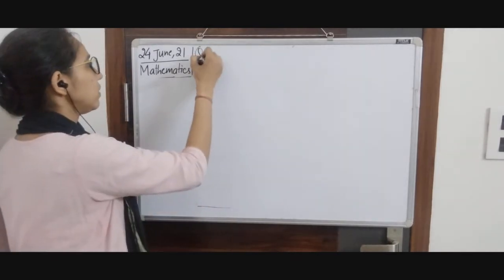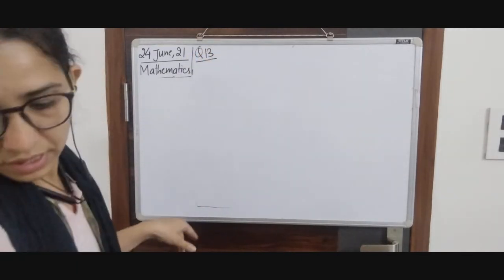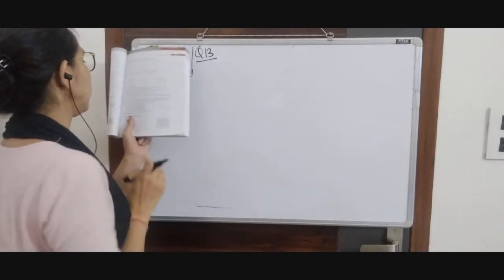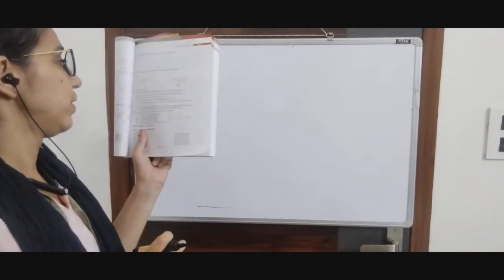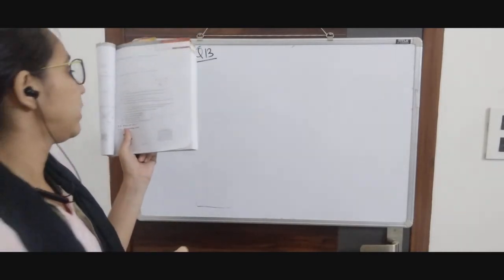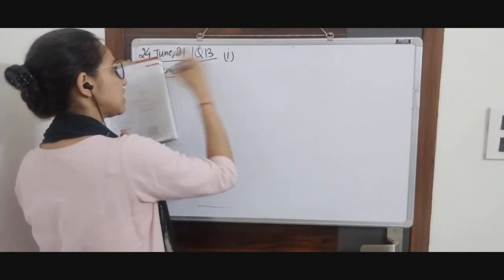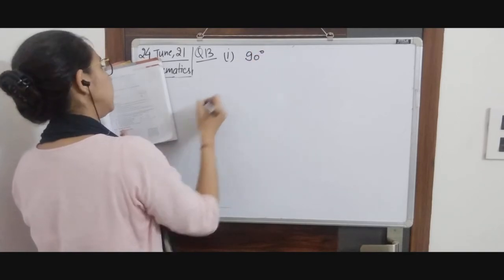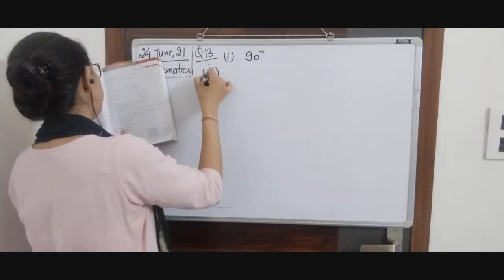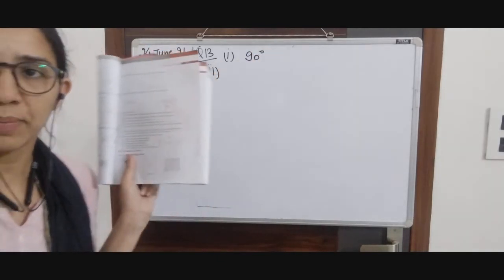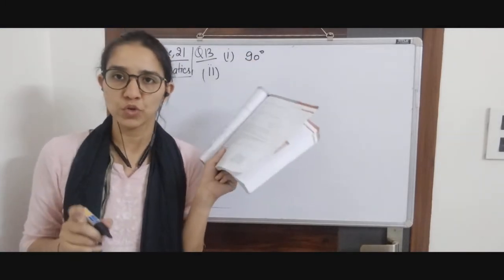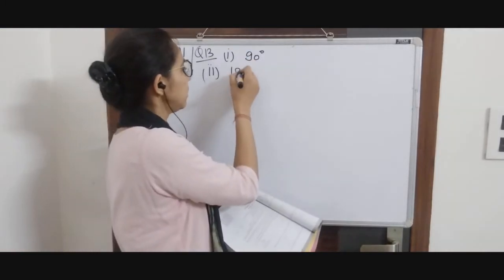Question number 13, fill in the blanks. First is, if two angles are complementary, then the sum of their measures is going to be 90 degree. Second, if two angles are supplementary, then the sum of their measures is going to be 180 degree.